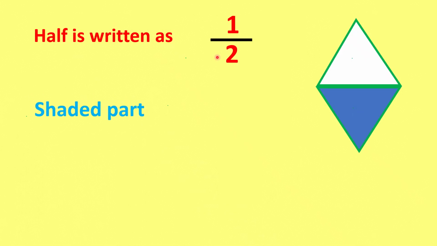So look here, the question is about the shaded part. The white is the unshaded part. So the shaded part here is a half. We represent a half in that way. And don't forget to use another mathematical symbol, which is equal.